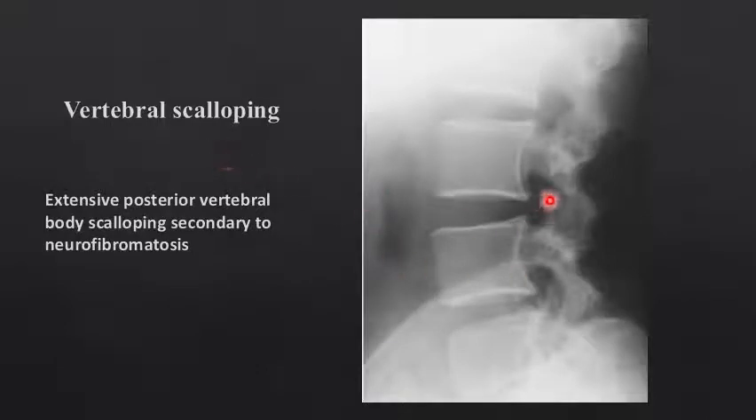Vertebral body scalloping. Here we can see a well demarcated scalloping involving the posterior margins of the vertebral bodies. There's associated marginal sclerosis of the vertebral body margins. This is mainly because of secondary erosive changes and compressions caused by the neurofibromatosis.